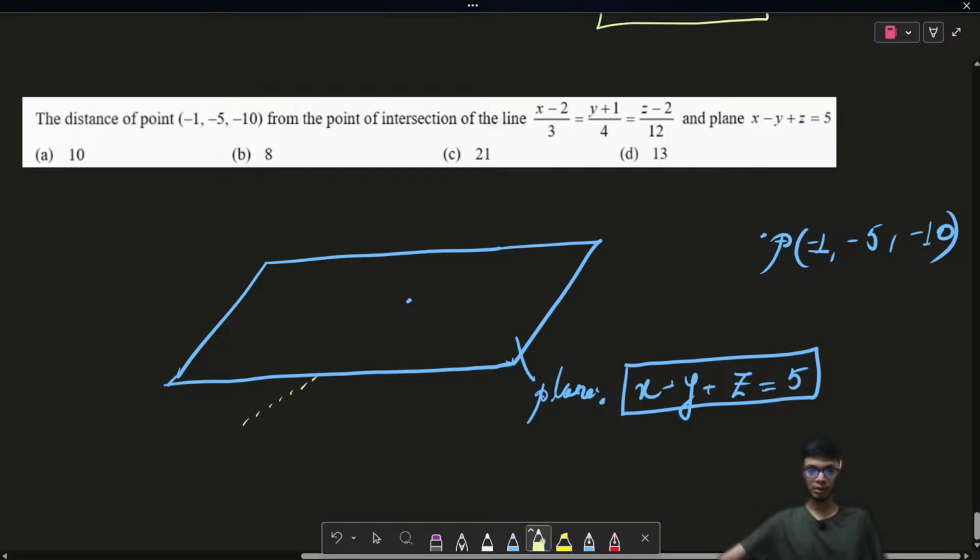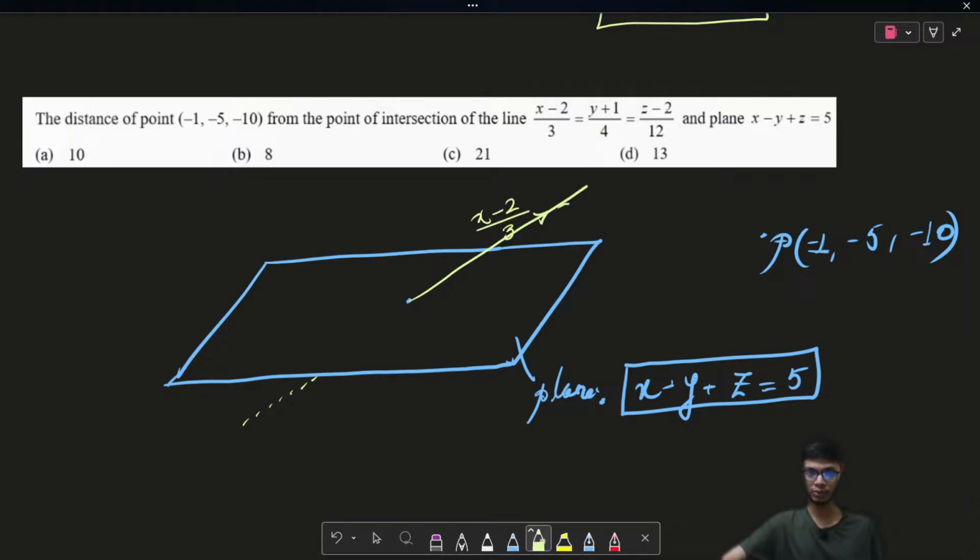So let me write the equation of the line. The equation of the line is given as (x minus 2) by 3 equals (y plus 1) by 4 equals (z minus 2) by 12, right? This is the equation of the line.